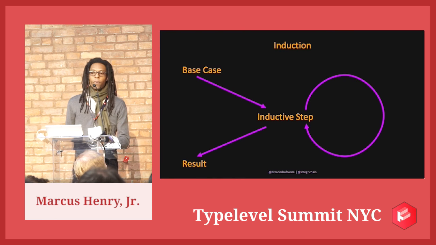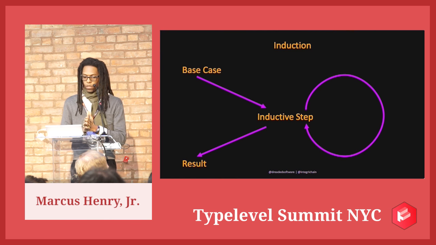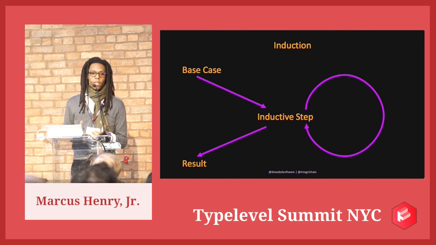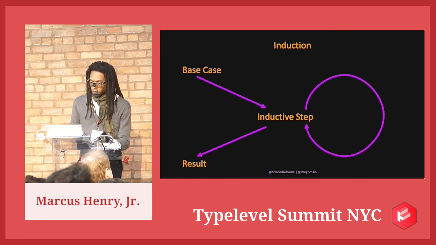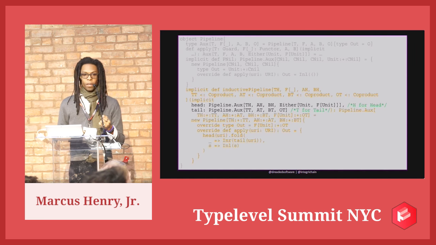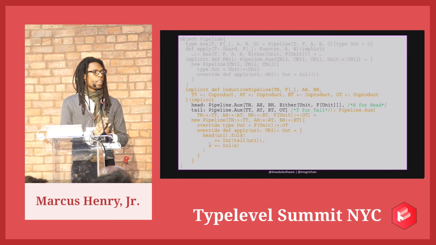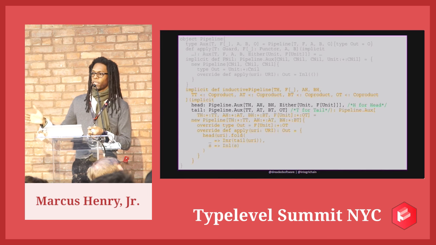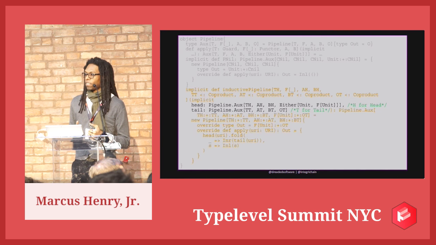Okay, so now, what does this look like when we apply this in our type system to our pipelines? Induction in Scala is performed with implicits. Okay, so we get this. The first new thing here is the Aux type. This is a shorthand for a type refinement, so that we don't have to write type Out equals whatever every time we build a new pipeline, because we have to define our out type in our pipeline nowadays.